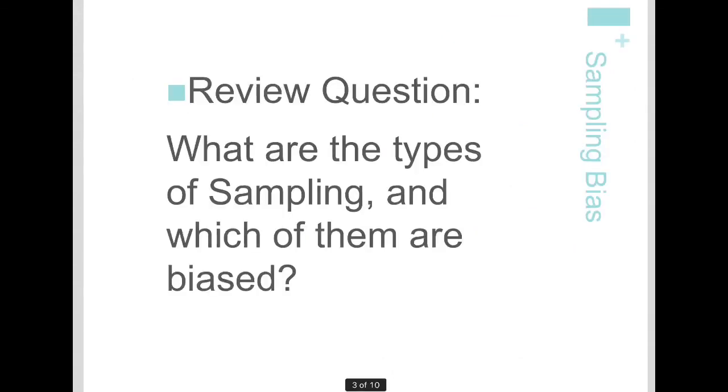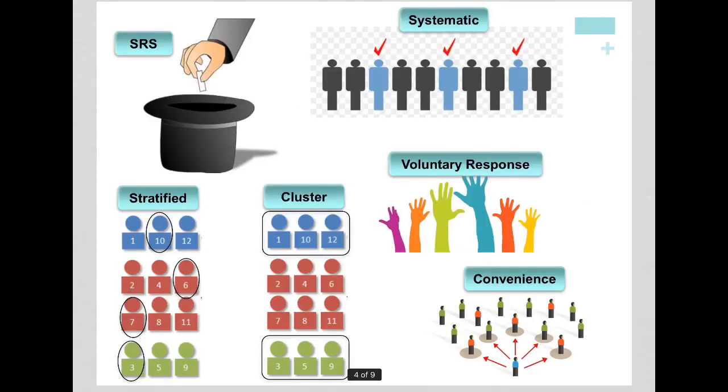Let's also review really quickly the different types of sampling and then which of those are biased. So remember, these are the 6 different types of sampling methods that we've talked about. Remember, sampling is talking about how people are actually selected to be in the survey. So the first one, remember, simple random sample. We just abbreviated that with SRS.